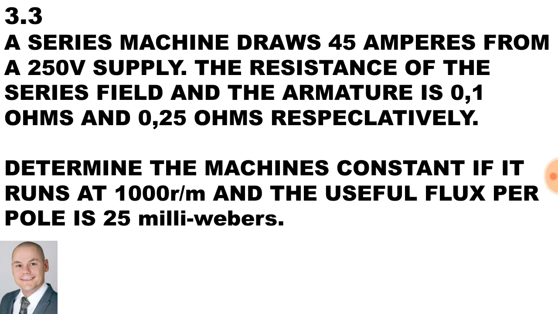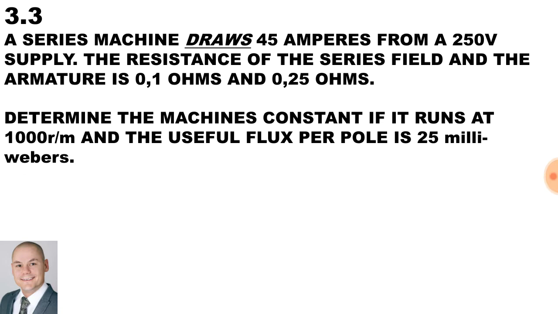Question 3.3. A series machine draws 45 amperes from a 250 volt supply. The resistance of the series field and the armature is 0.1 ohms and 0.25 ohms respectively. Determine the machine's constant if it runs at 1000 revs per minute and the useful flux per pole is 25 milliweber. Now, it's important to note that this question is a series machine.